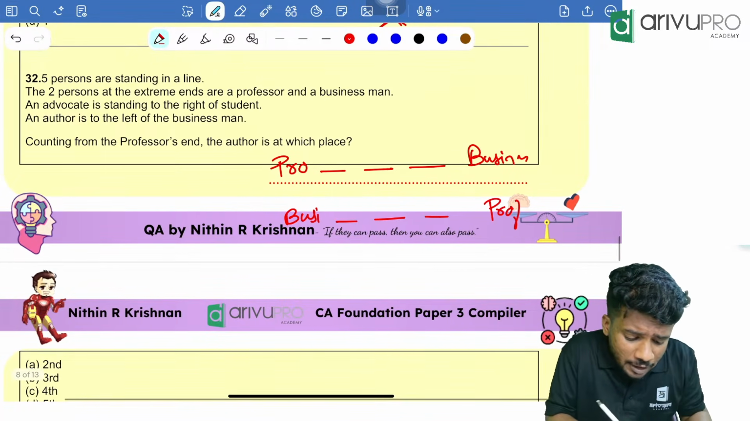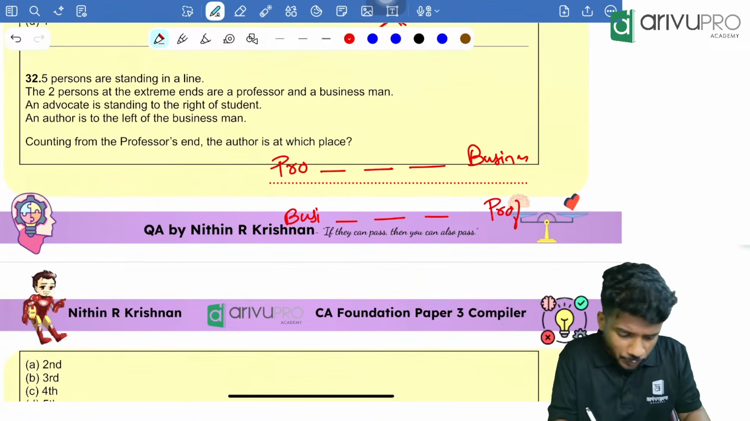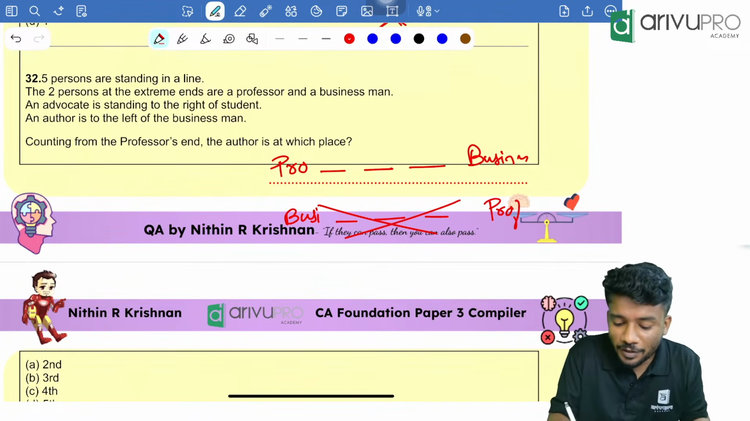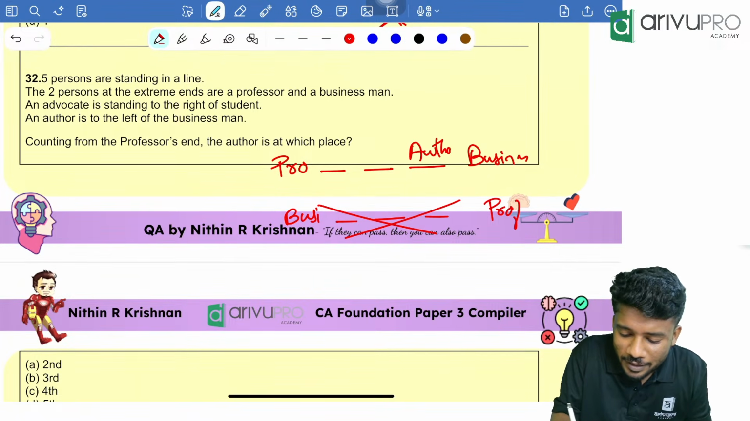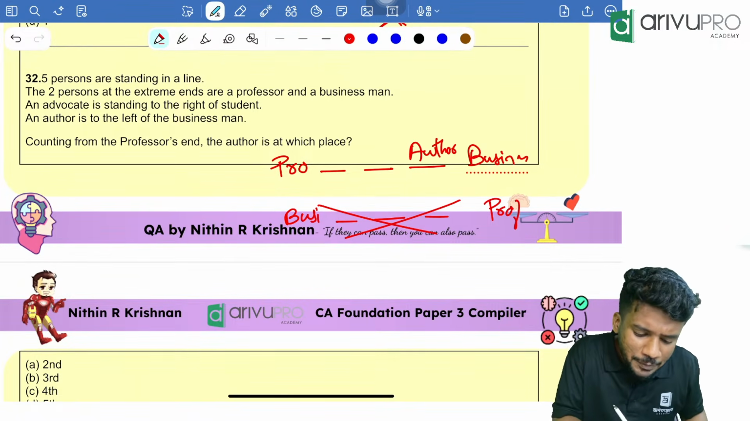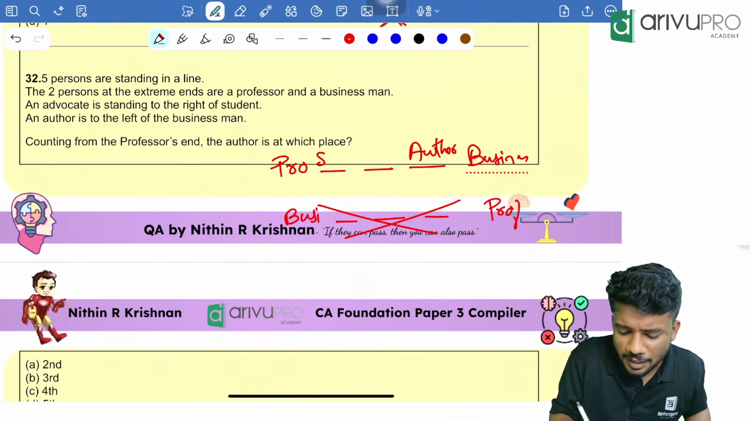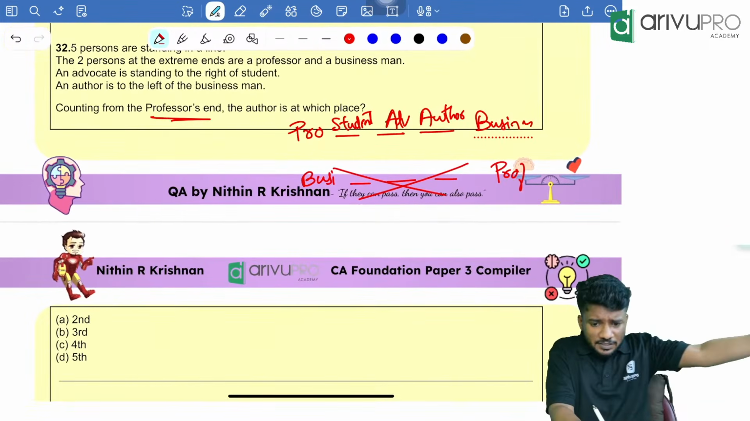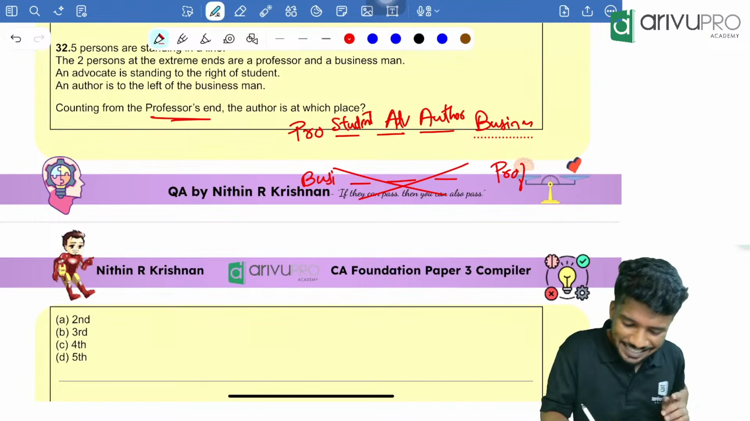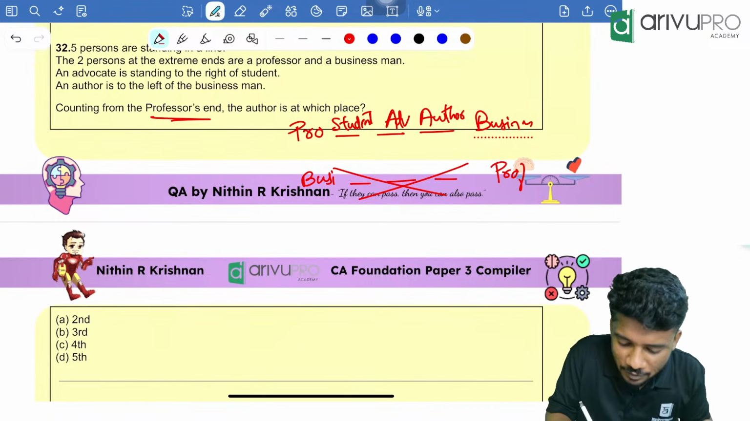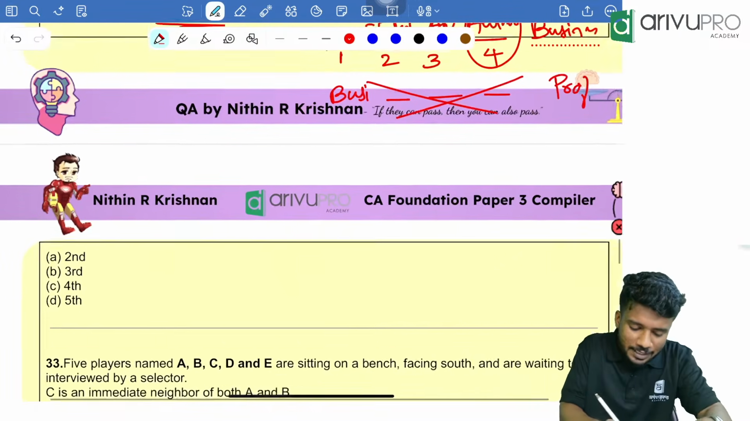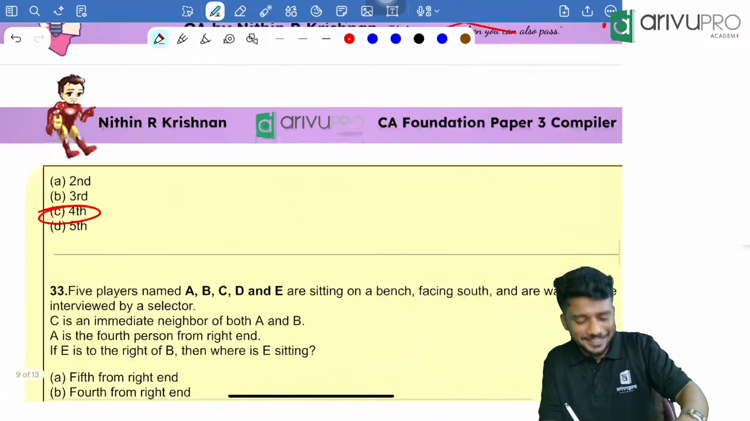Then, an advocate is standing right of student, and author is left of businessman. That means this assumption is wrong. Author is over here. The advocate is standing to the right of student. That means student should be over here and advocate over here. Now the question: counting from the professor's end, that means from the left end, author is at what position? First, second, third, fourth. So the answer is option C, 4.